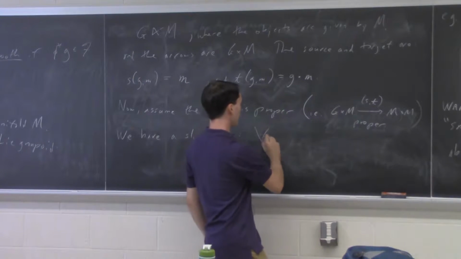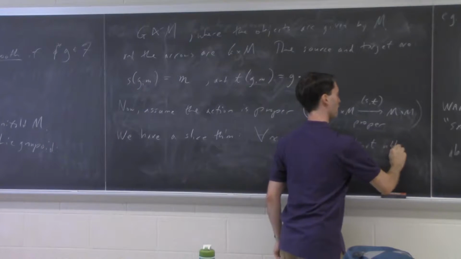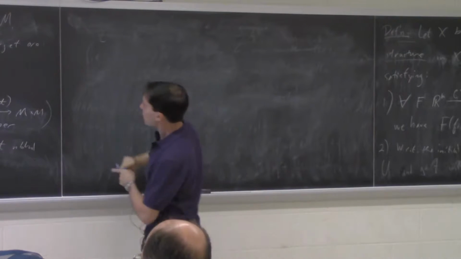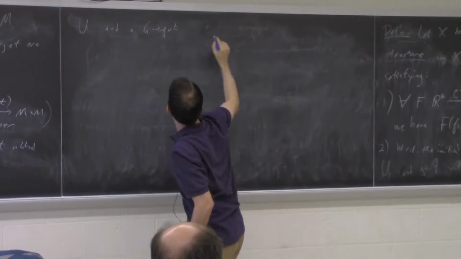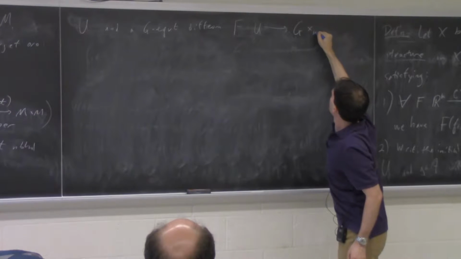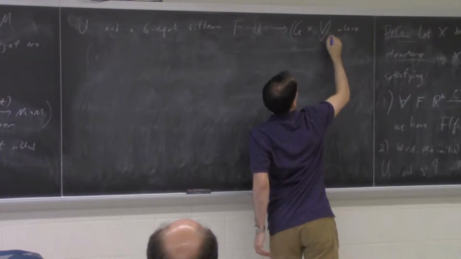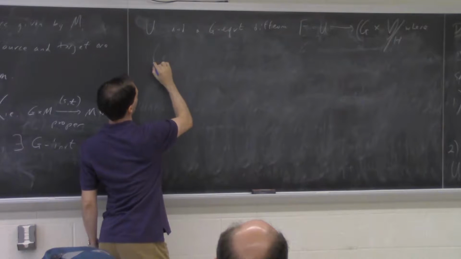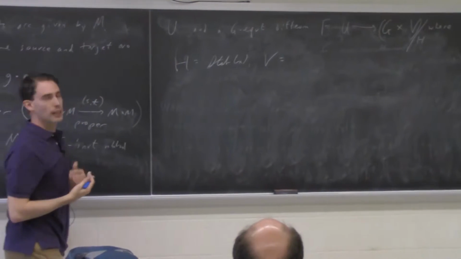So we have a slice theorem. For any x in M, there exists a G invariant neighborhood U and a G equivariant diffeomorphism, let's just call it F, from U to the following set. In fact, just really push that this is a quotient. This is modulo H, just so we don't have the extra notation that I have to define, where H is the stabilizer of x, and V is the normal space to the orbit at x.